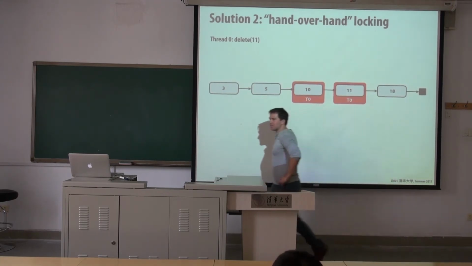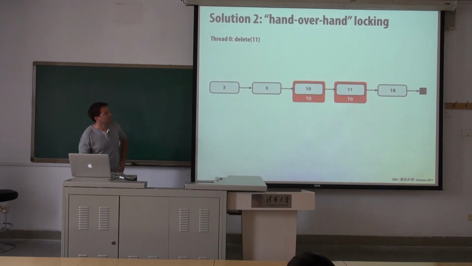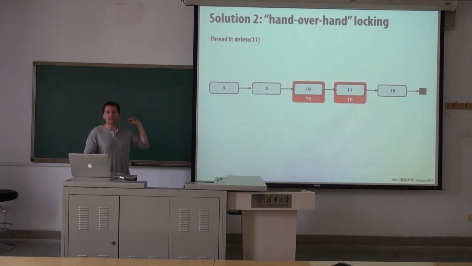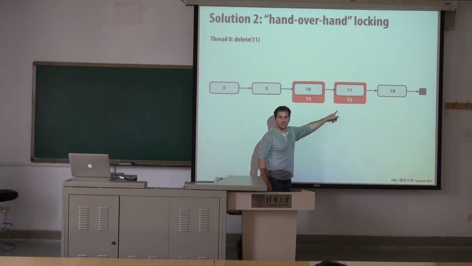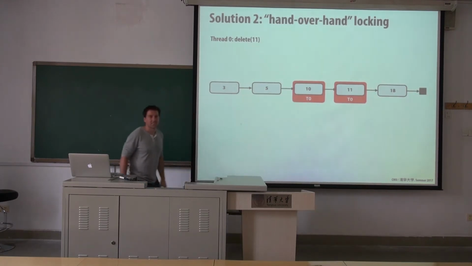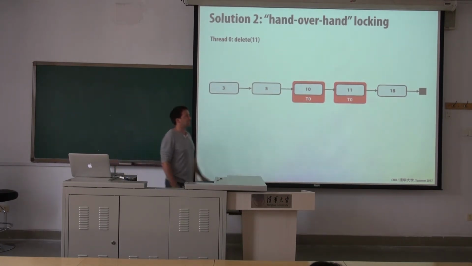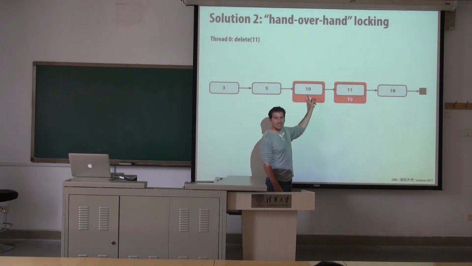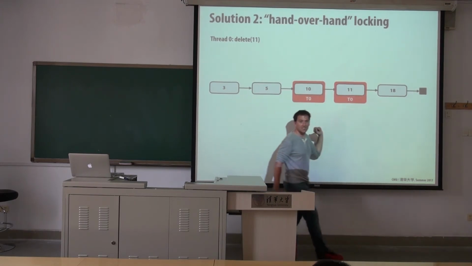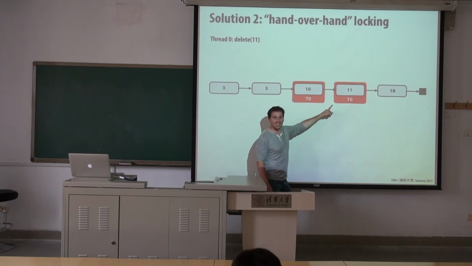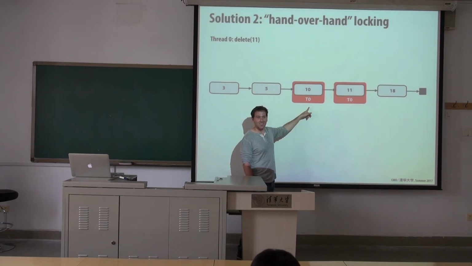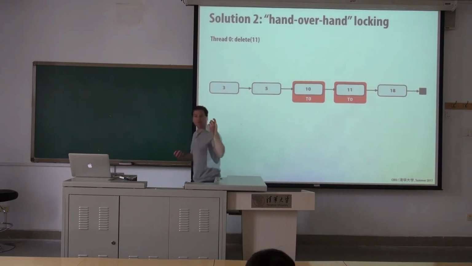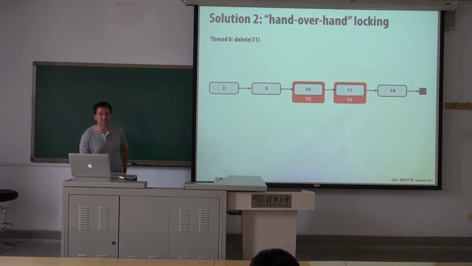Okay? So what happens if I want to delete? Let's say I release the lock on 10, because the only thing I want to do is delete 11. Is that okay? But remember, to delete 11, I need to modify 10's next pointer. I need to make 10's next pointer point here. So what if, as I'm deleting 11, some other thread comes in and wants to delete 10? Then I have a problem. So that's why I'm always holding on to the previous node.